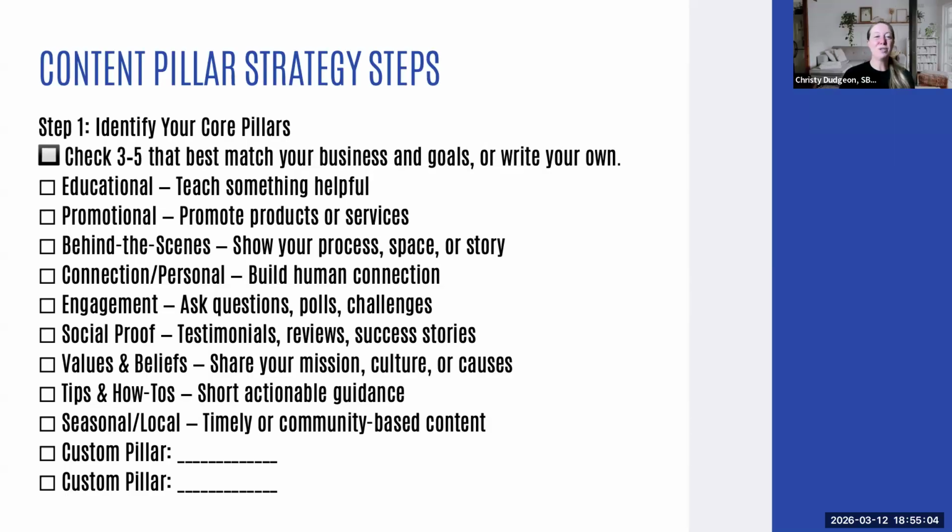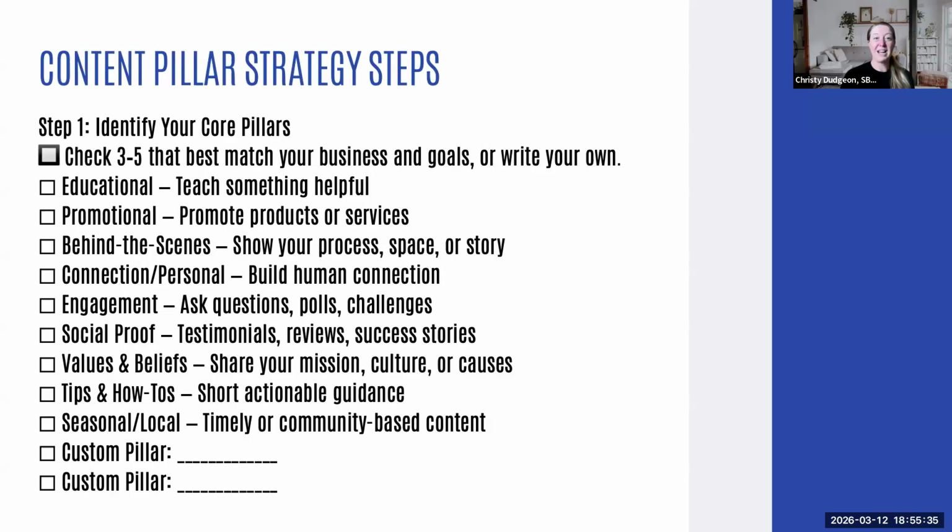But you want to choose 3 to 5 of these that best match your business goals, or the ones that AI is creating for us right now. So educational, teach something helpful. Promotional, promote those products or services. Behind the scenes, this is showing your process, your space, your story. Connection or personal, this is where you're building that human connection. Engagement, you're asking questions, polls, challenges. Social proof, this is your testimonials and your reviews.